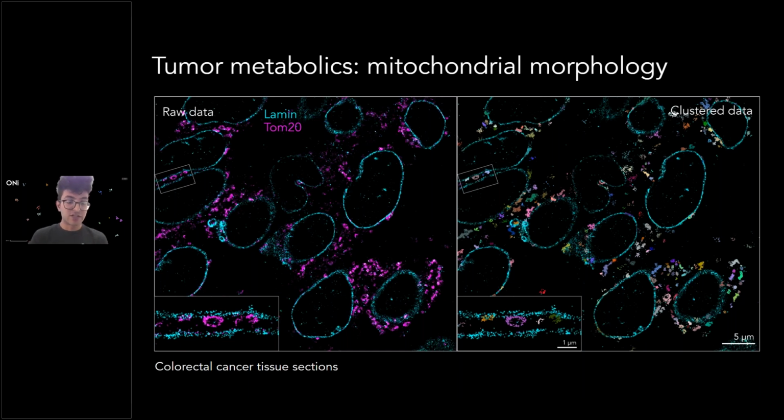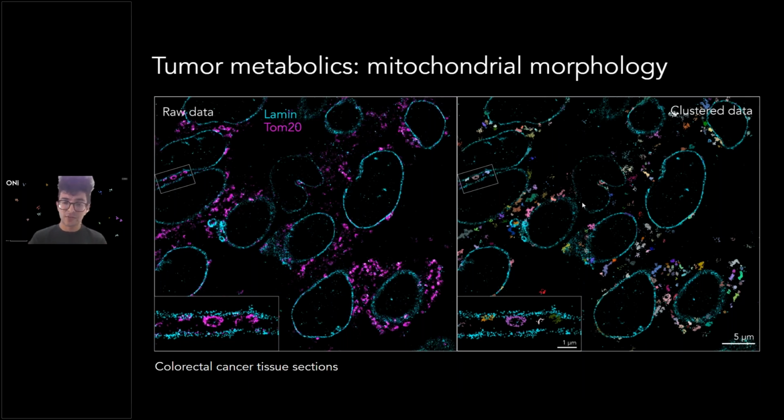So in the left image, you can see the raw data. What we're looking at here are nuclei stained with lamin in cyan and some mitochondria stained with TOM20 in magenta. Now, in this experiment, we might be interested in how these mitochondria are distributed, where they are, maybe even in relation to the nucleus, or maybe about their shape and their size. All of this information could be interesting.